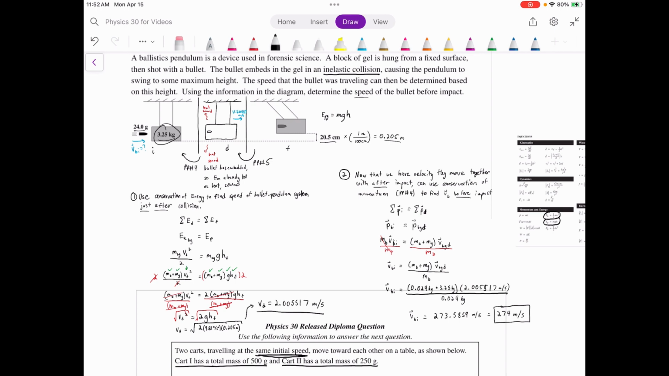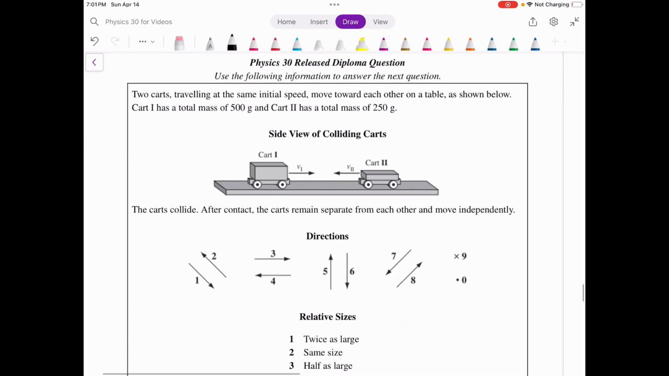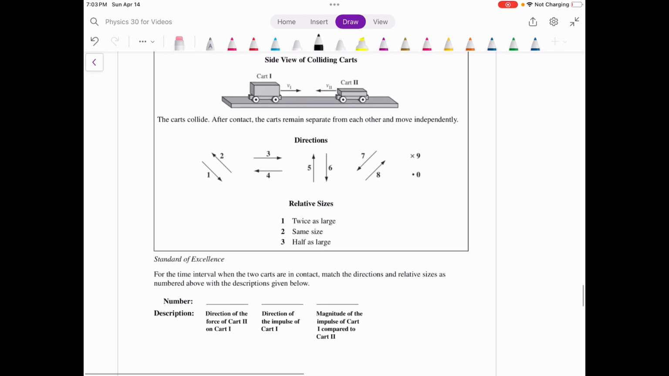Okay? Couple examples from diplomas here, and then we are done. So I often find it helpful when they give you this information in these diagrams. It's often nice to actually read the question first, because then you kind of know what the important information is that you really want to be paying attention for.